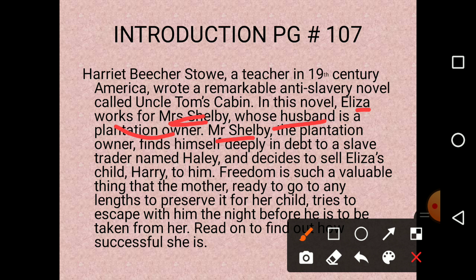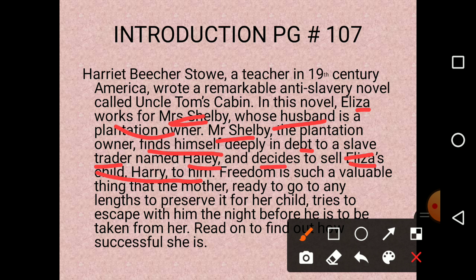Now Mr. Shelby, the plantation owner, finds himself deeply in debt to a slave trader. He has taken some loan, most probably. He needs to pay that much loan, and actually the person who has given him the loan is Heli. Okay, his name is Heli. He has given him a lot of money, and now Mr. Shelby has to pay him back. So he was not having that much money. So what he thought, he decided to sell Eliza's child Harry to him.